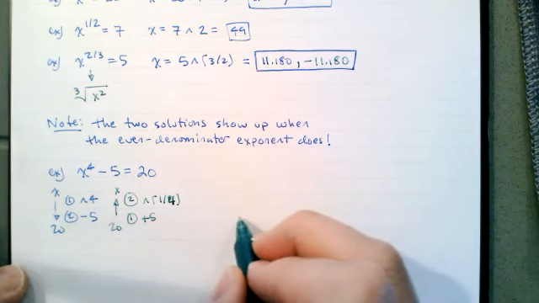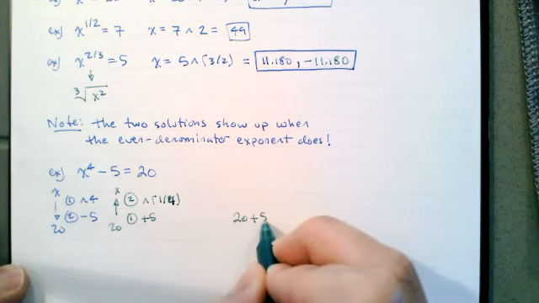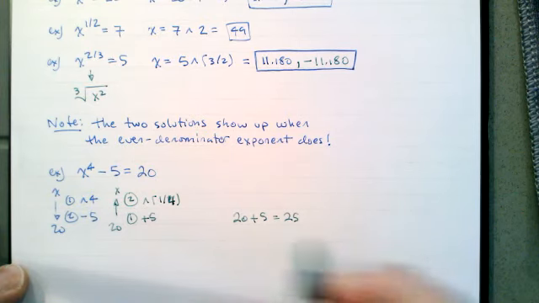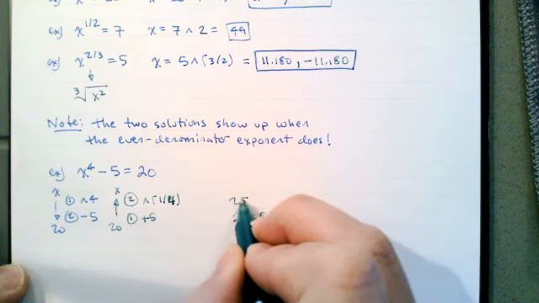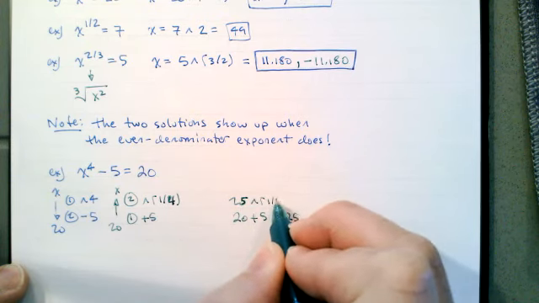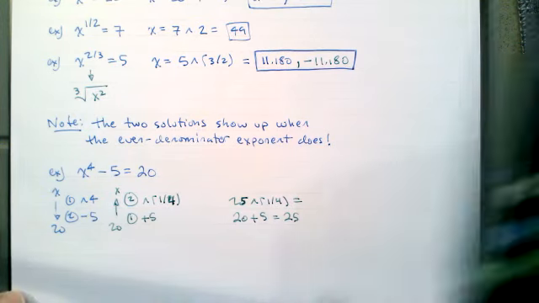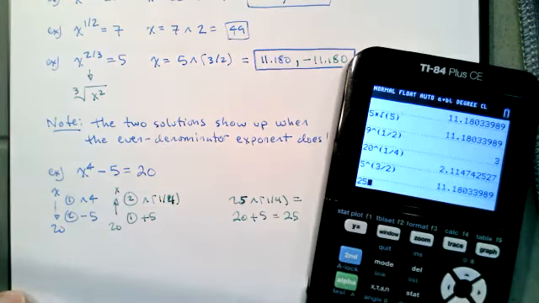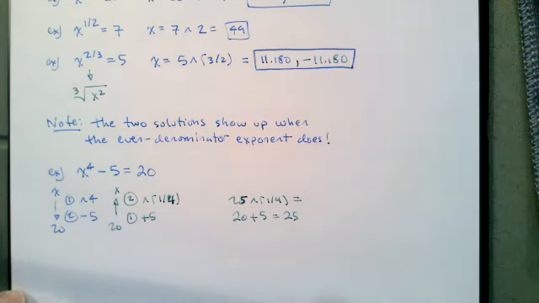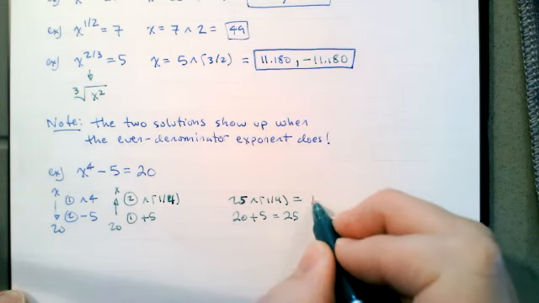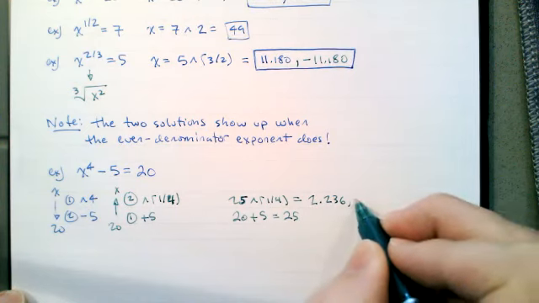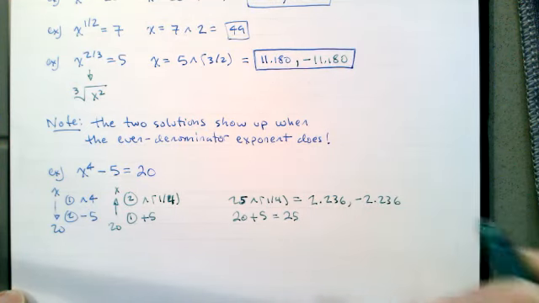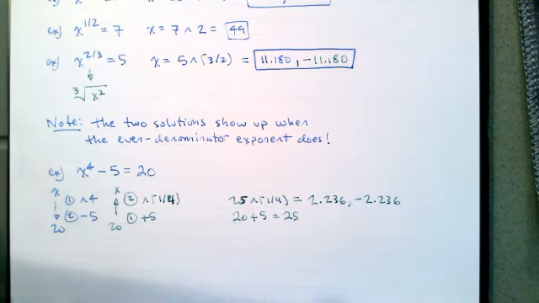So we grab our calculator, and the first thing we have is 20 plus 5 is 25. And then the next step is 25 to the 1/4 power. We're doing the even denominator exponents, so 25 to the 1/4 power is 2.236, and this is where the two solutions show up. So there's a 2.236 and a negative 2.236. Since this was the last step, we're done.